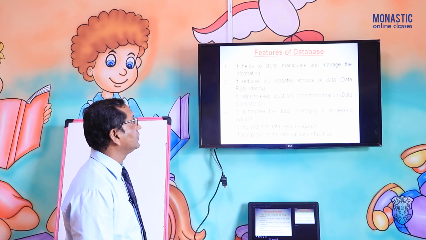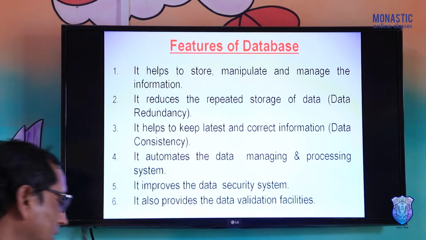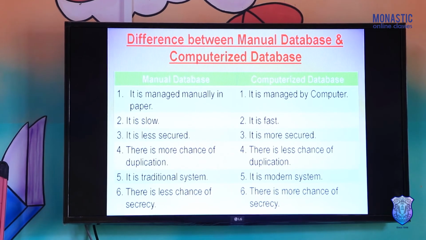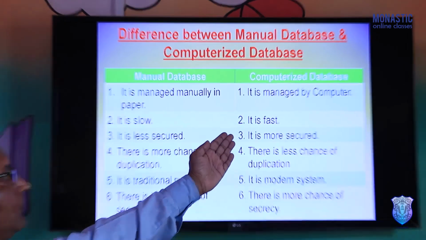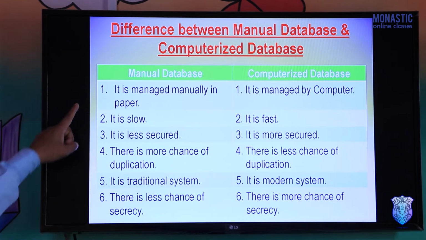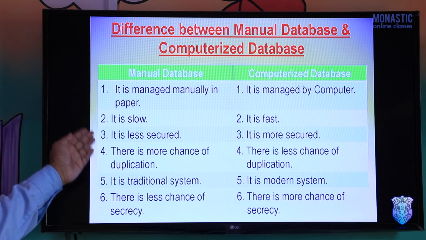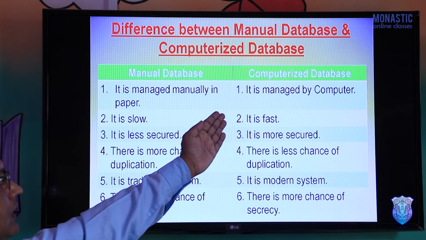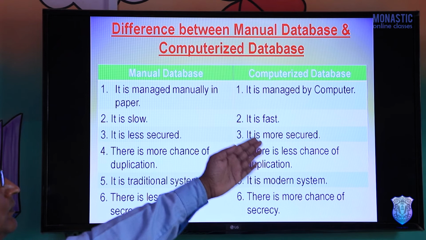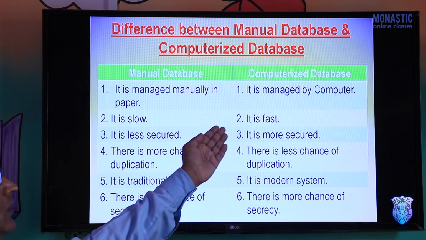Now I am going to describe some of the differences between manual database and computerized database. Here, on the left side is manual database, on the right side is computerized database. First point, it is managed manually on paper. This manual database is totally managed by people, in record books, ledger books, notebooks, diaries. Computerized database is managed by computer. In this computerized system, there is special software. Easily we can manage the data in a computerized database.